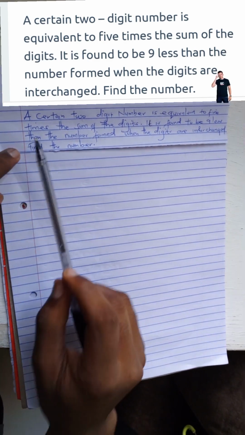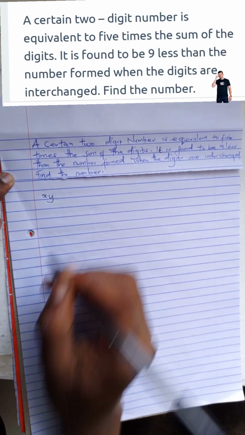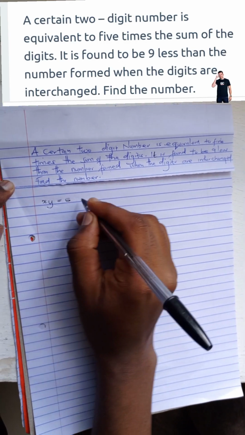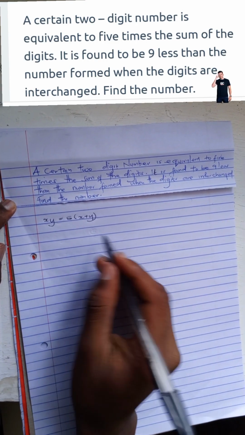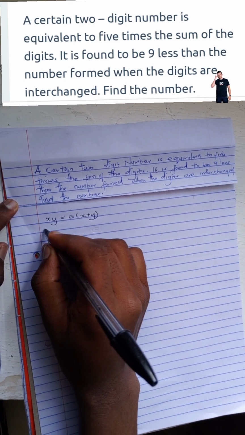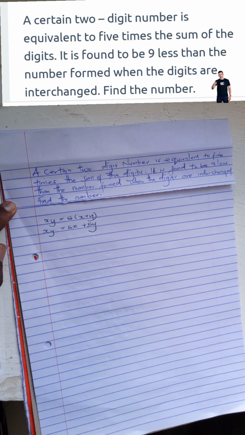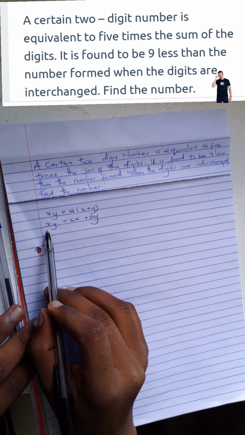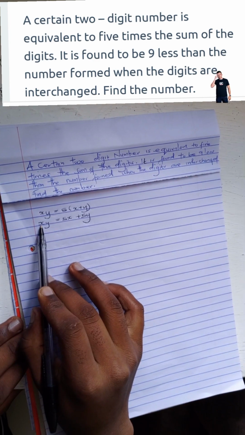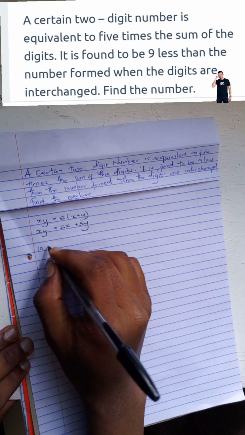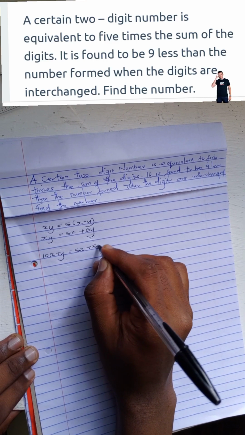So in this case, I first make a representation of what has been explained up here. I assume that my number is xy, and we are told xy is equal to 5 times the sum of the digits. So in this case, we can now expand this: xy is equal to 5x plus 5y. Now, I can also write this number in terms of the place value. This one is in the ones and this one is in the tens place value. So at this point, we're going to have 10x plus y equal to 5x plus 5y.